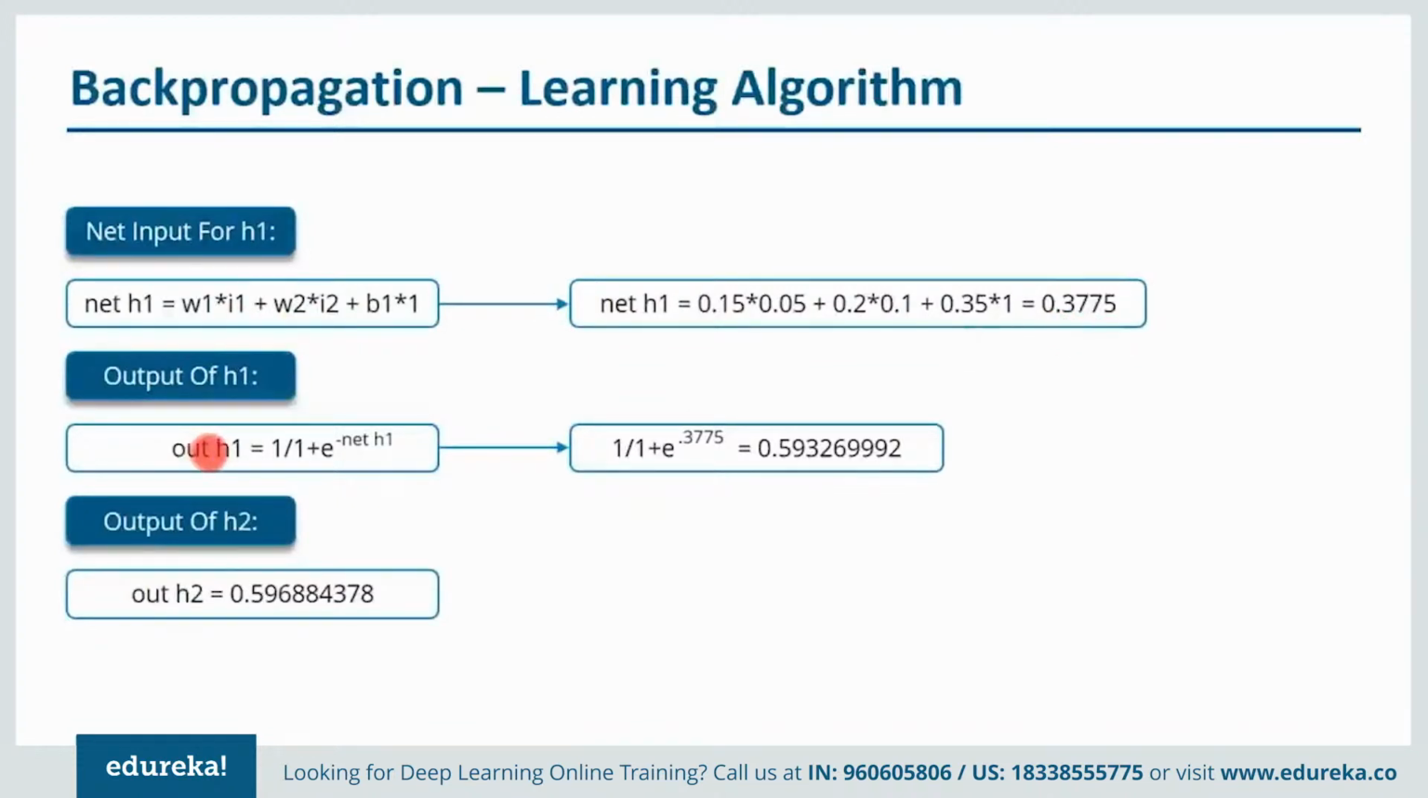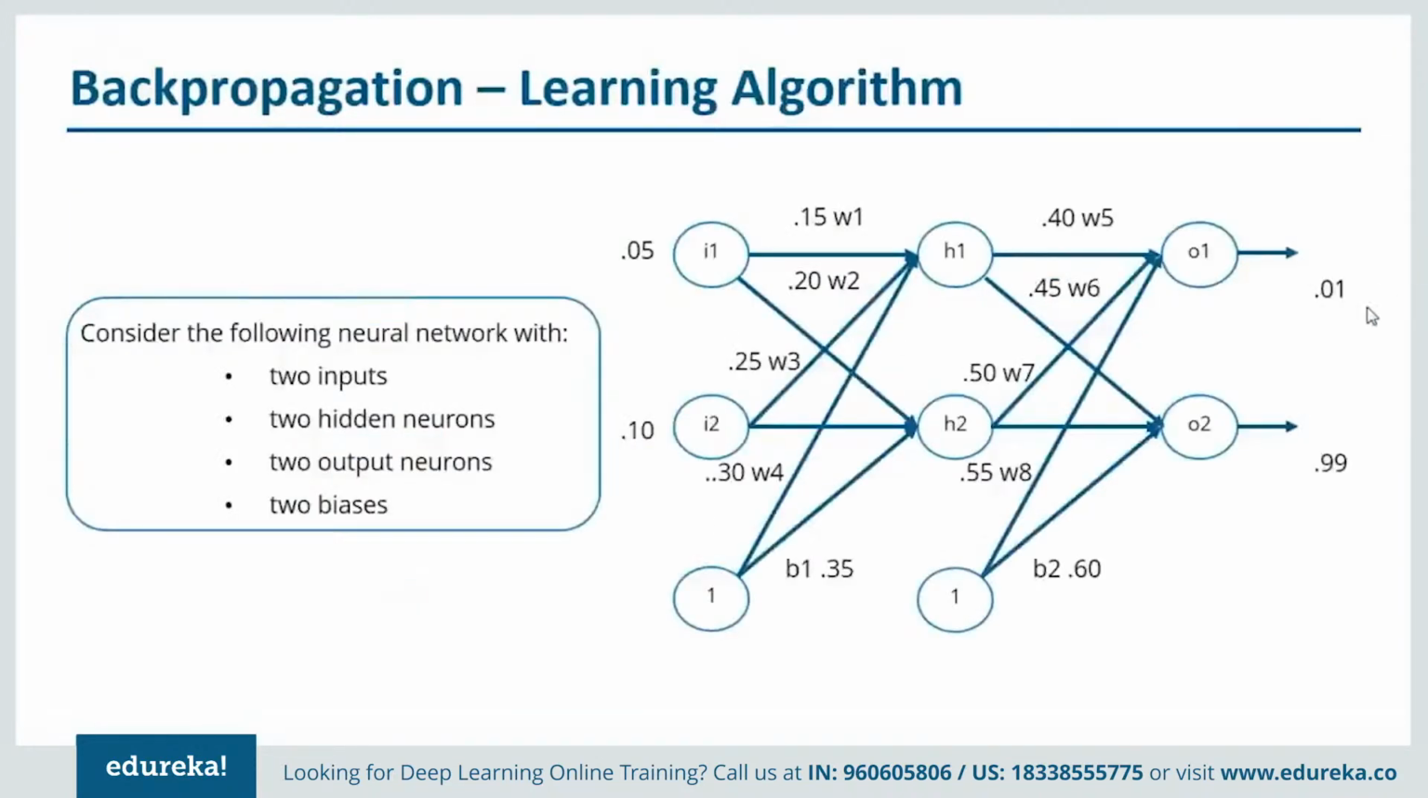Similarly, the output for H1 will be nothing but the output after the activation function. And we are using the sigmoid function here because our brain also uses a sigmoid function. That's what we believe. And at the same time, it is easily differentiable. And if you differentiate it twice, you get the same number. So the output of H1 will be 0.59 something.